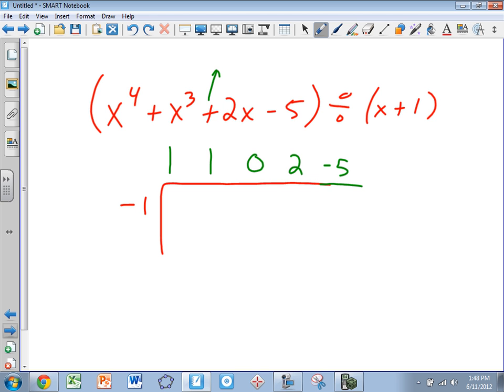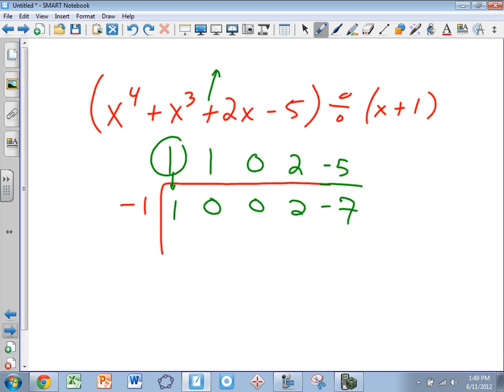Now, you bring down the 1. Okay, whatever's here comes down. Remember that, guys. Whatever's there comes down front. Negative 1 times 1. Negative 1 plus 0. 0. Negative 1 times 0. 0 plus 0. All right, looks good. Negative 1 times 0. 0 plus 2. Negative 1 times 2. Negative 2 minus 5. So your answer turns out to be, remember, 1 degree less.